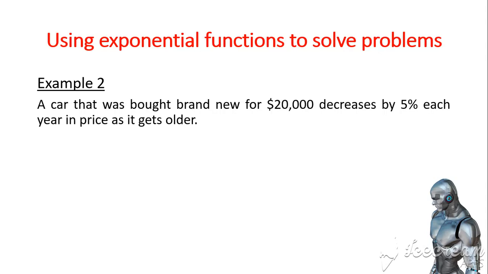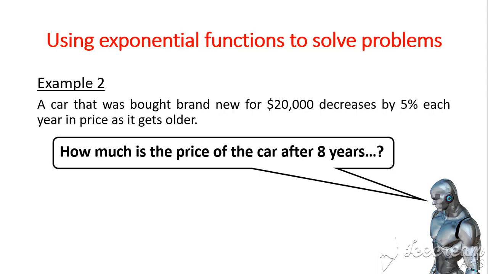Okay, here's example 2. A car that was bought brand new for $20,000 decreases by 5% each year in the price as it gets older. So the question we're going to solve is how much is the price of the car after 8 years? Now, here's the exponential mathematical rule to do with the price of the car. The price P is equal to 20,000 because we bought it brand new for 20 grand, multiplied by 0.95 to the power of n.